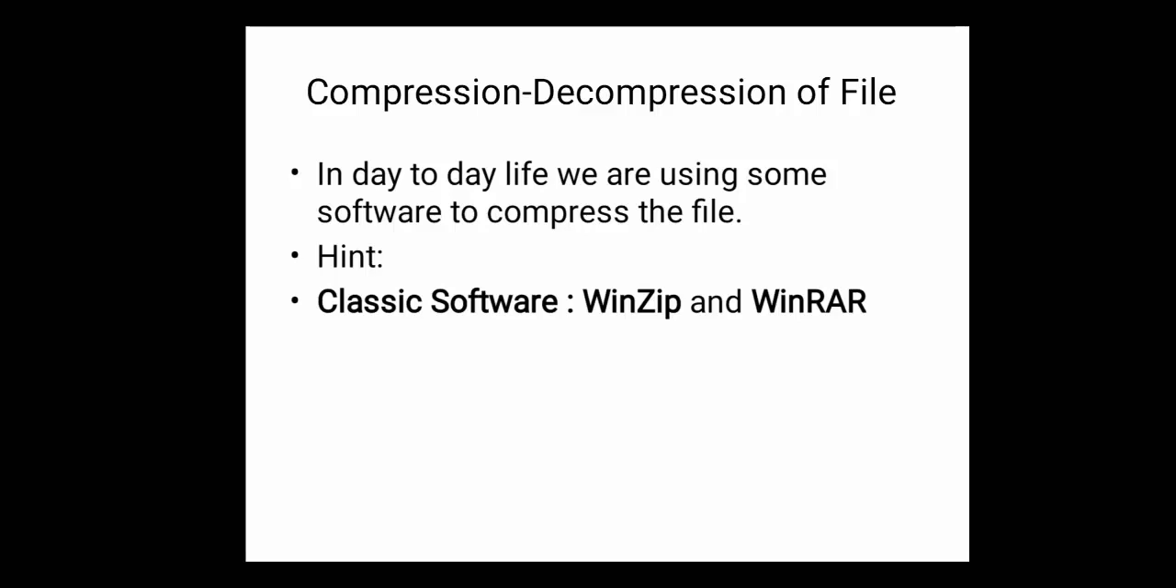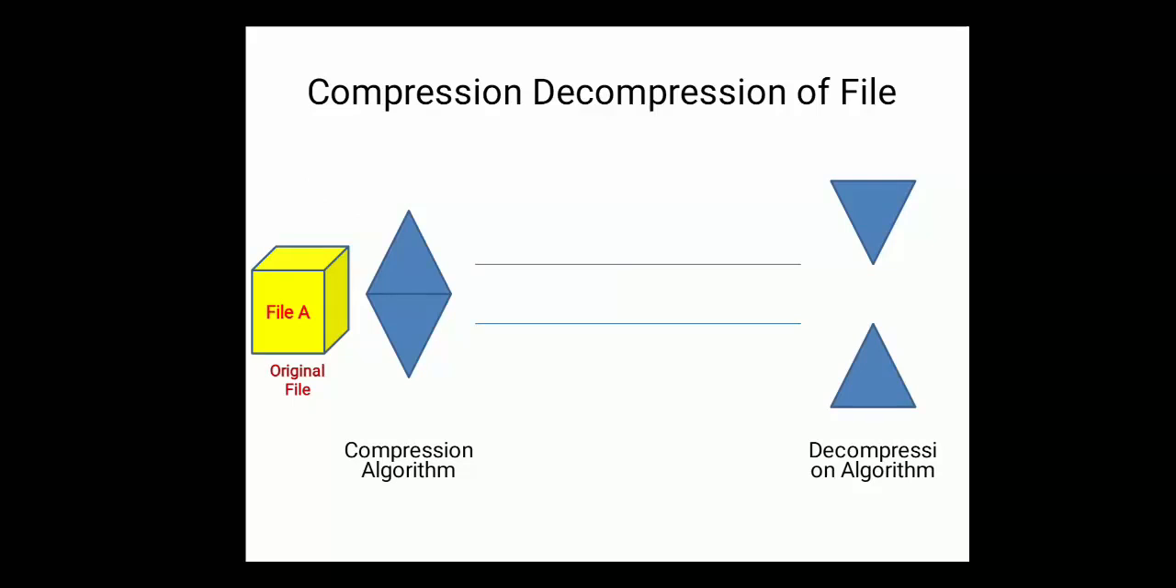But do you have an idea about how WinZip and WinRAR can reduce the size of a file without loss of data? And exactly this process is known as compression. Let's understand it with one example. Let's say we have one file named file A, which has a large size. I want to send it on the network after reducing the size of the file. This is our original file.